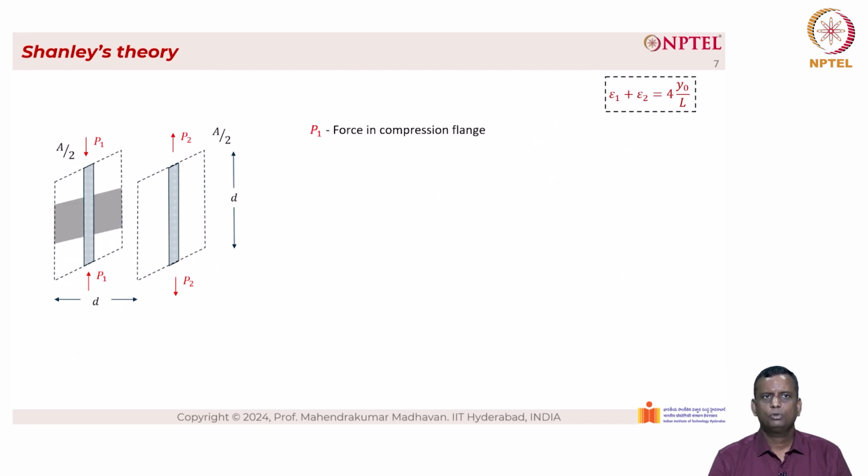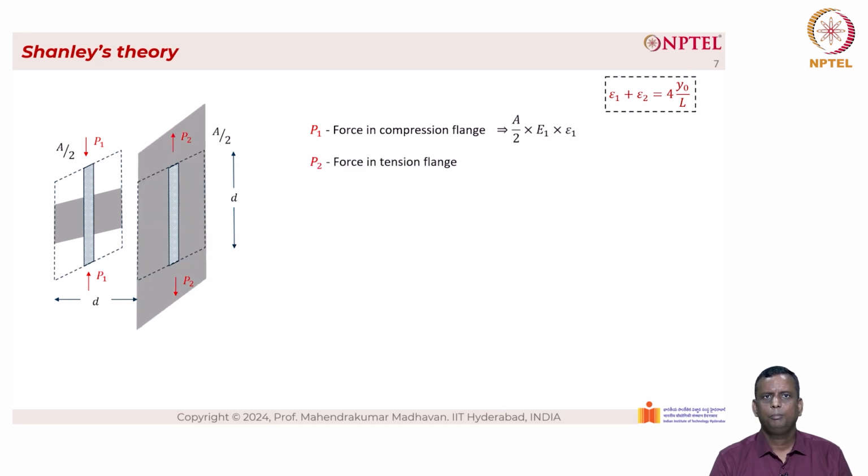So P1 is the force in the compression flange on the concave side, which is given as A by 2 into E1 into epsilon 1. P2 is the force in the tension flange, which is given as A by 2 into E2 into epsilon 2. So M internal is equal to P1 into D by 2 plus P2 into D by 2, which gives rise to P1 plus P2 by 2 into D. So this P1 plus P2 can be substituted from the above equation, which gives rise to the value AD by 4 into epsilon 1 into E1 plus epsilon 2 into E2.